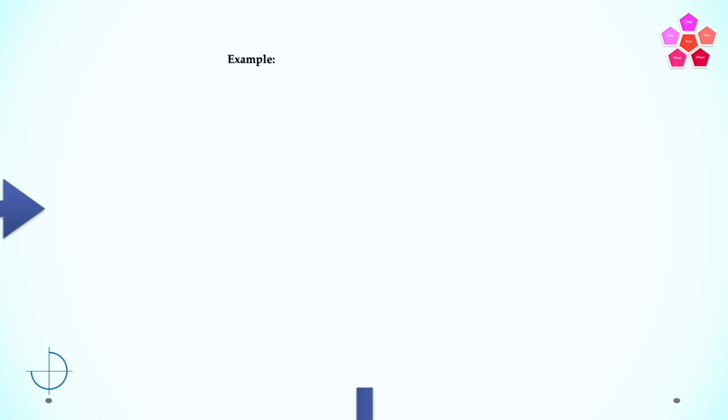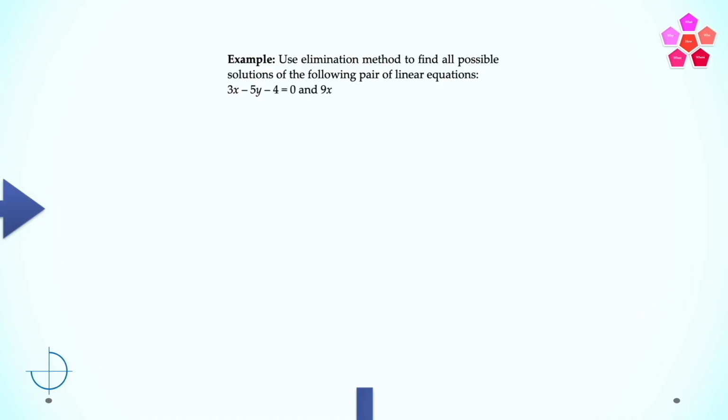Another example is use elimination method to find all possible solutions of the following pair of linear equations: 3x minus 5y minus 4 is equal to 0 and 9x is equal to 15y plus 7. So here again the step 0 is 3x minus 5y minus 4 is equal to 0 as the first equation, and if we again solve it, 9x minus 15y minus 7 is equal to 0 is again the equation that is formed after equations have been equated to 0.